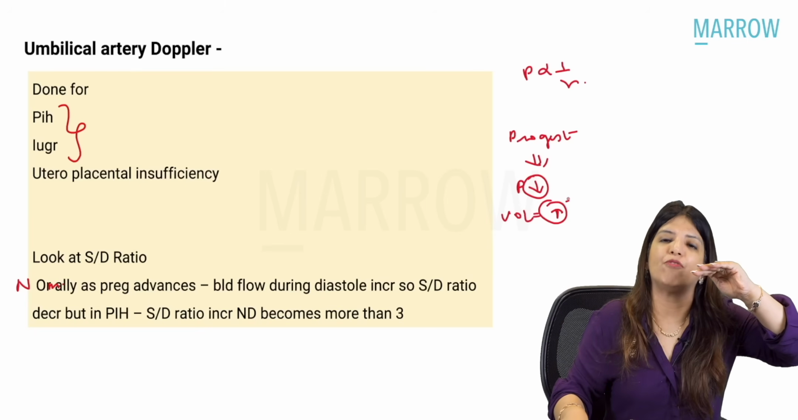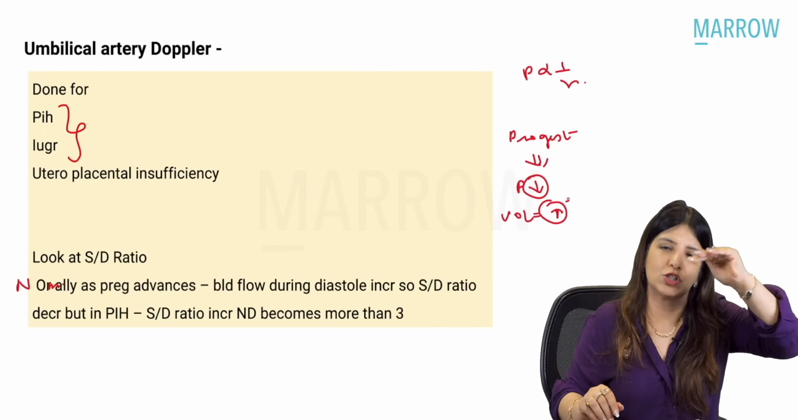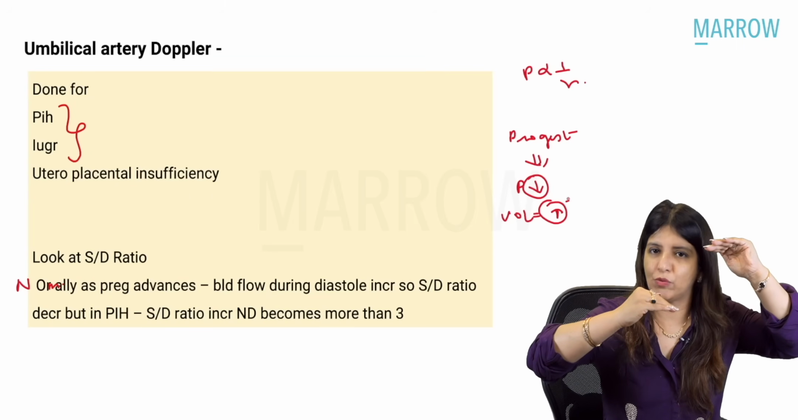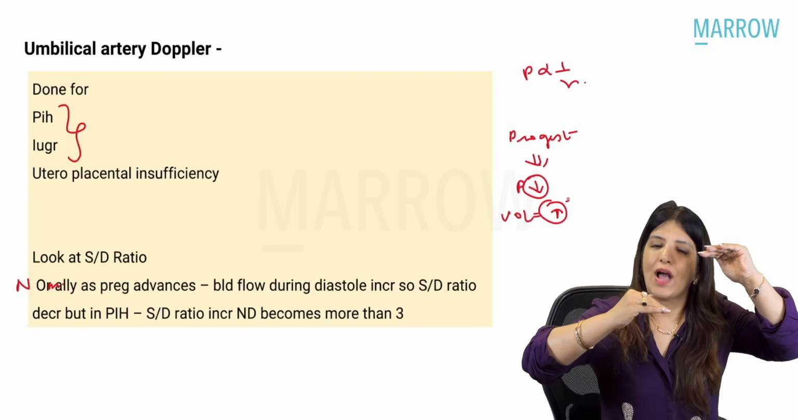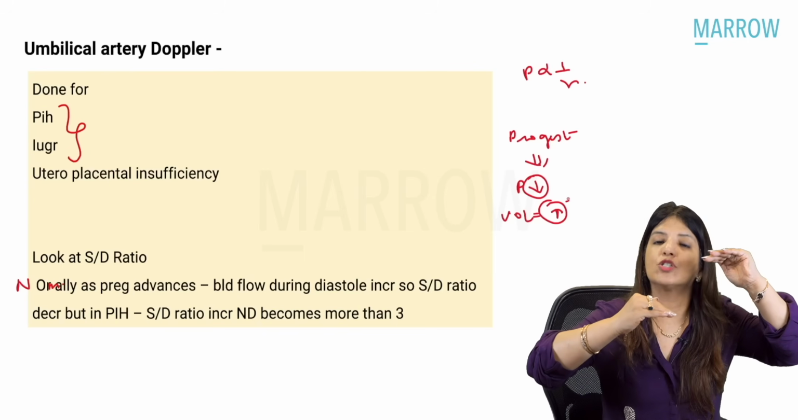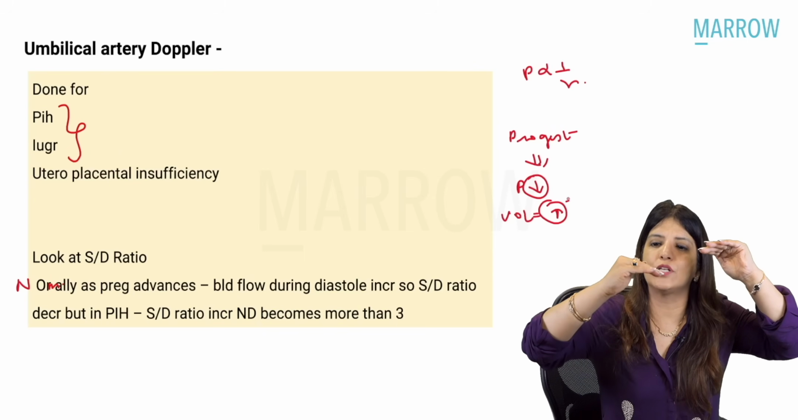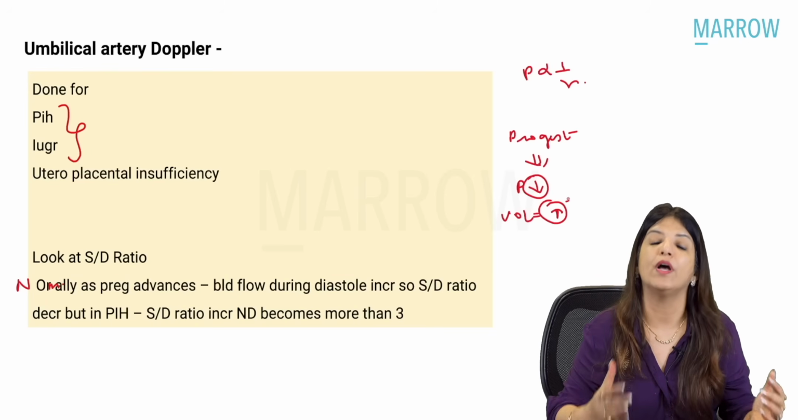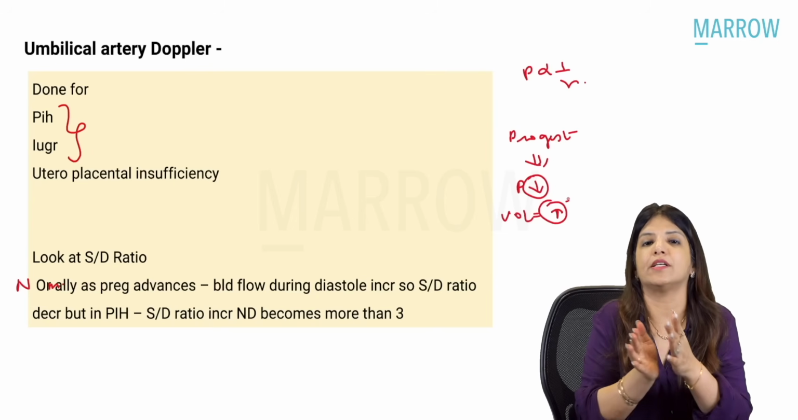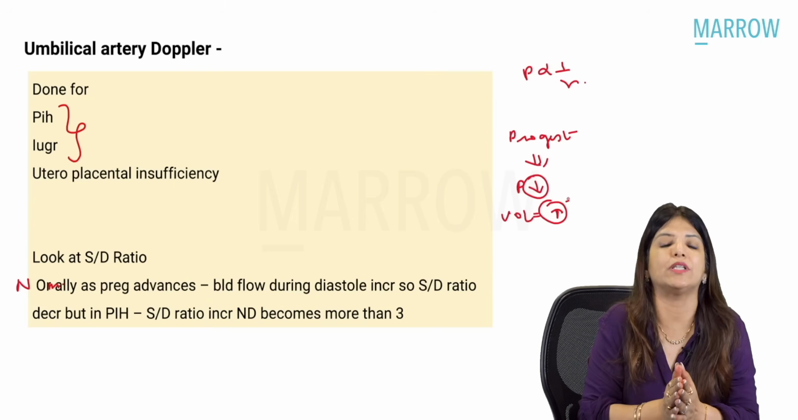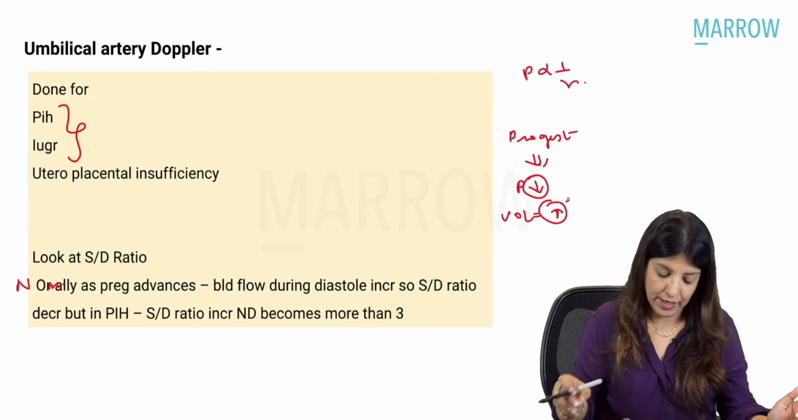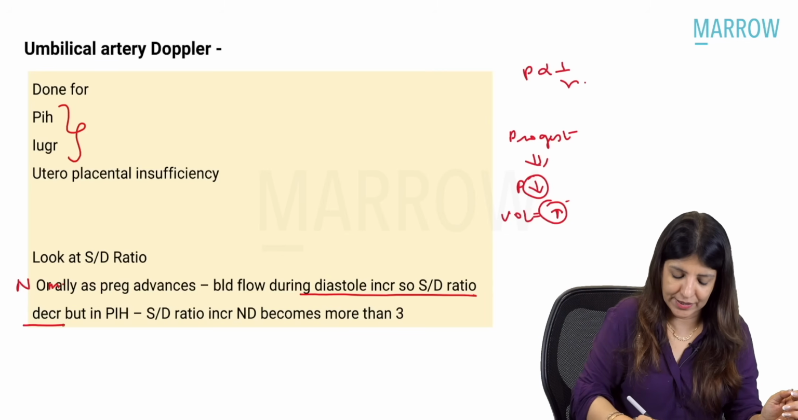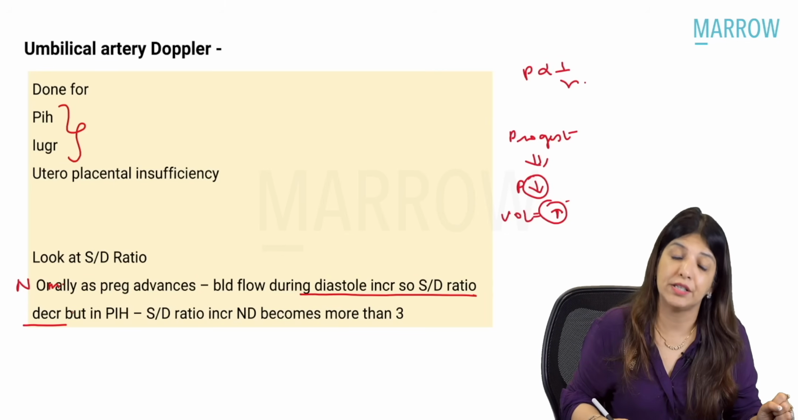So imagine if in pregnancy, during systole, this much blood was going, and in early pregnancy, during diastole, this much blood was going. Right? Now, as pregnancy is going to advance, the blood flow during diastole is going to increase. So, what is going to happen to SD ratio? If the denominator is increasing, what will happen to the ratio? The SD ratio is going to decrease. So, normally as pregnancy advances, SD ratio decreases.